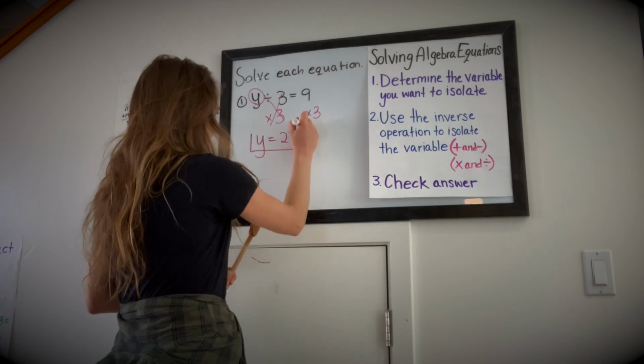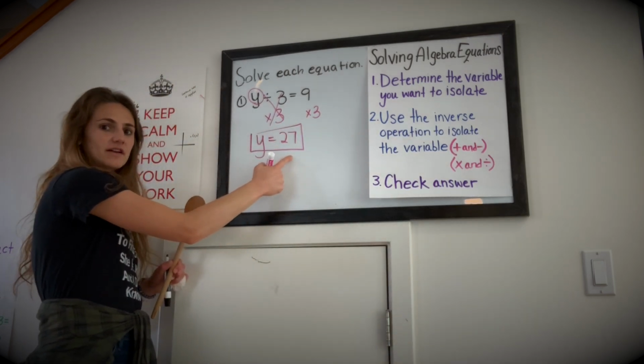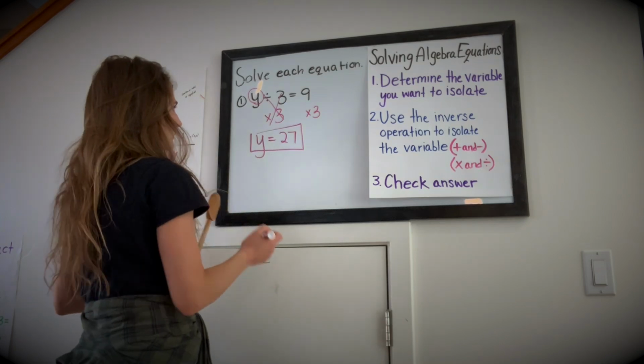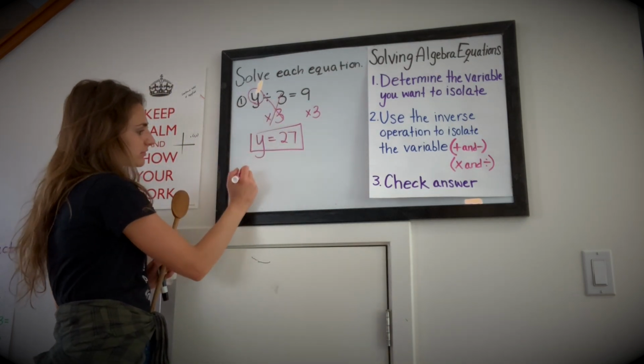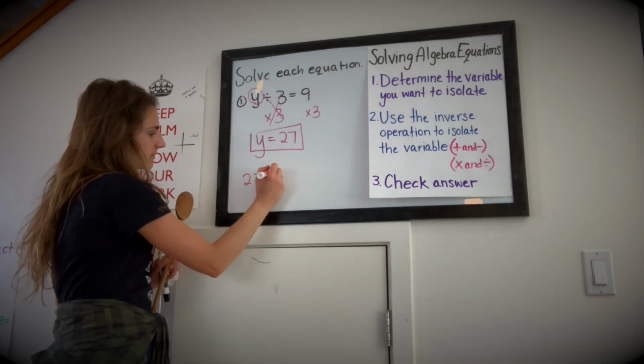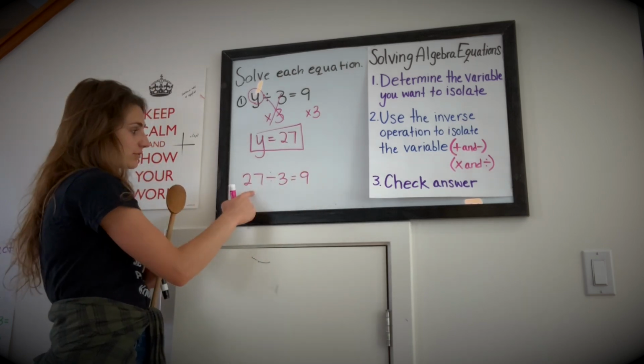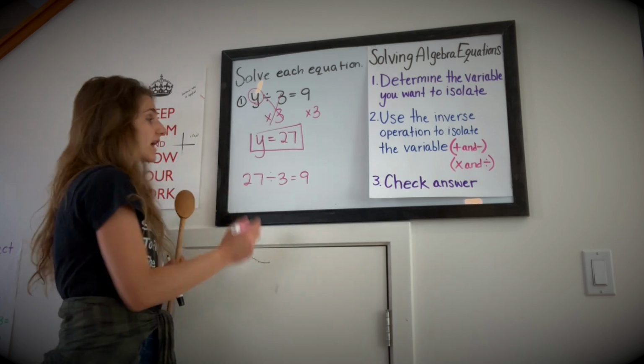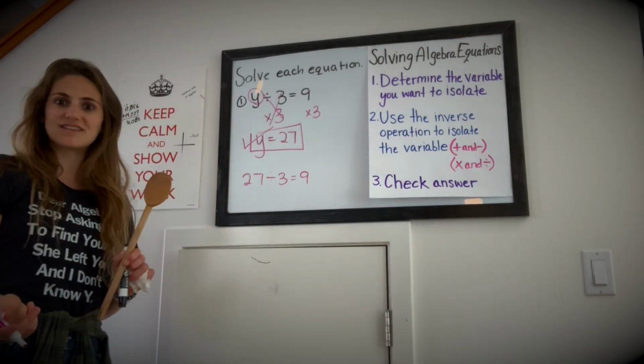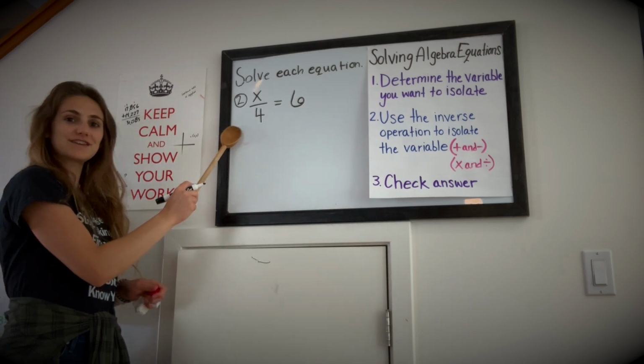So I think that y equals 27 is my final answer, but I don't know for sure until I've checked it. So instead of writing y divided by 3, I'll write 27 divided by 3. And if we've done this correctly, we should get 9. 27 divided by 3 does in fact equal 9. So y equals 27 is the correct answer. Let's look at number 2.